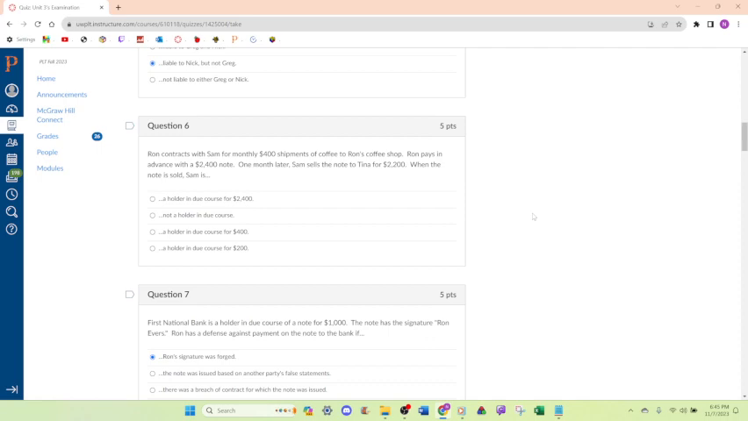Ron now owes Tina. Ron owes Tina the $2,400, because on the note it still says 2,400. So Sam is not. I'm just gonna say not. In this situation, now Ron owes $2,400 to Tina, not to Sam. So how could he possibly be a holder in due course? It doesn't make any sense.